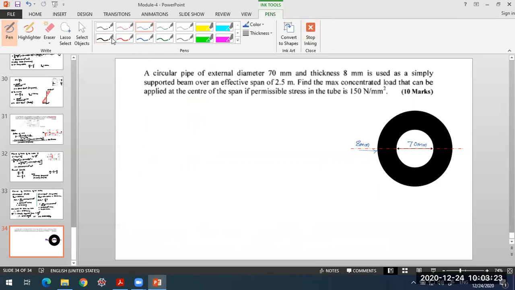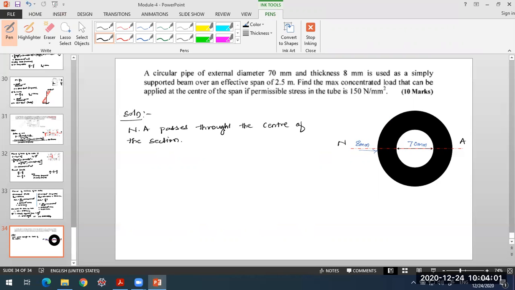And what about the moment of inertia of the section? So for a circular section, the moment of inertia will be pi d raised to 4 upon 64. Since it is a hollow circular section, this inner portion of the area has been removed. Okay, so let us find out these two. First is neutral axis passes through the center of the section.